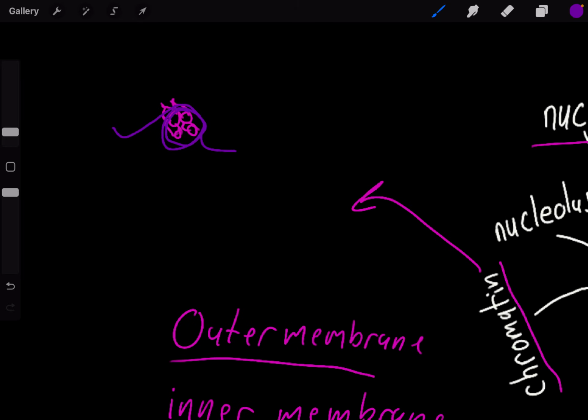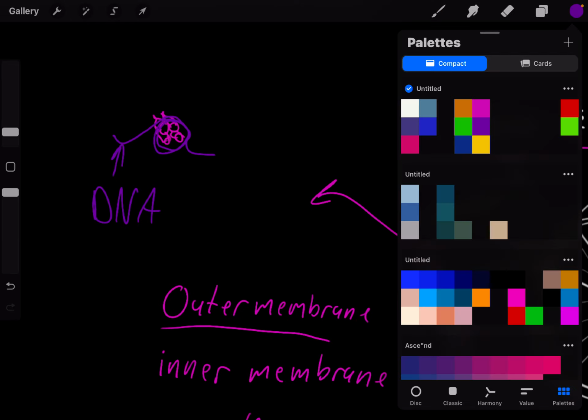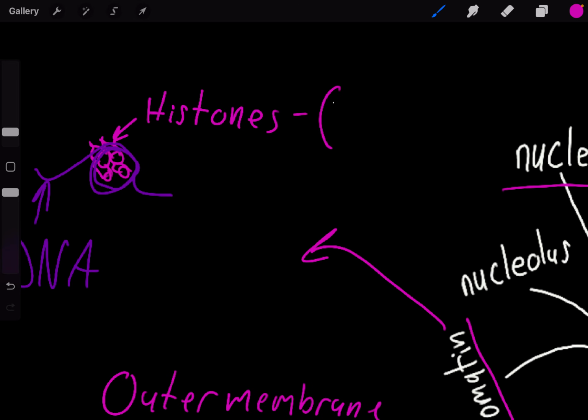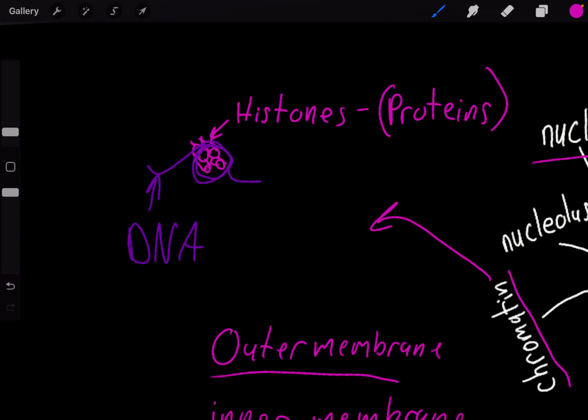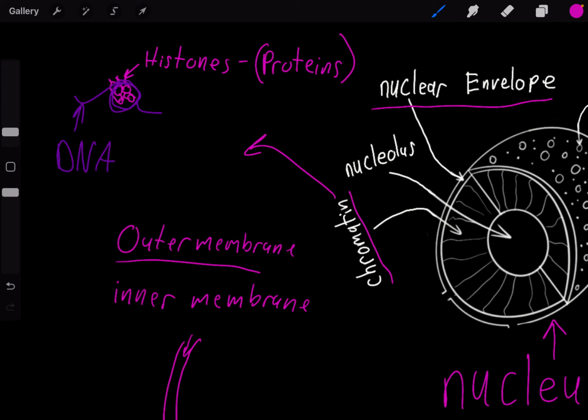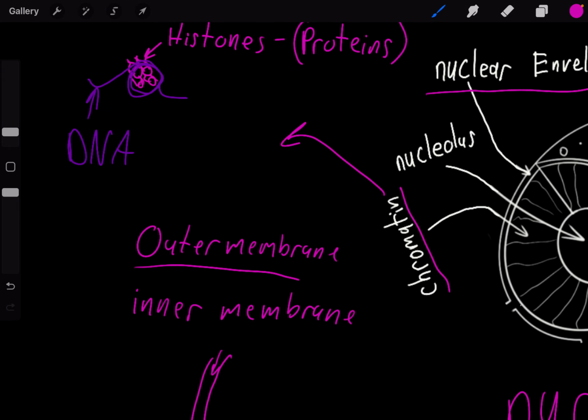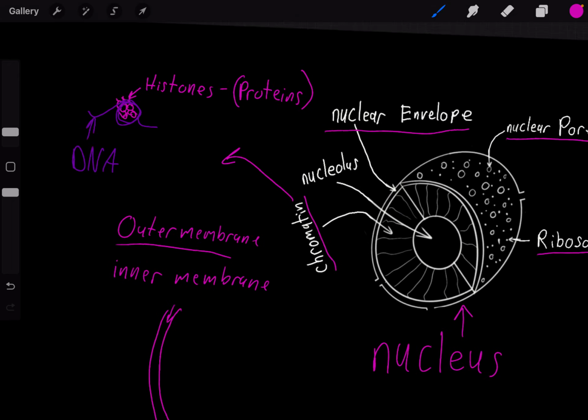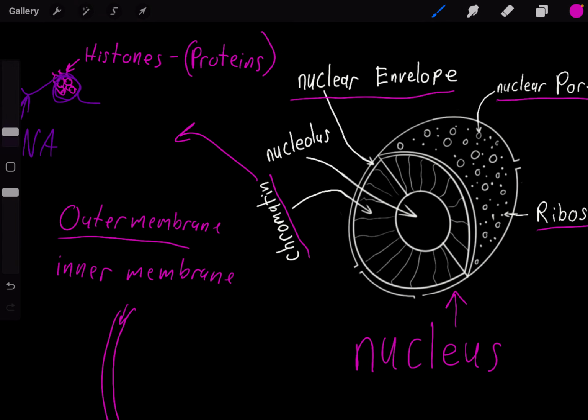So chromatin is basically DNA and proteins called histones, and it's just tightly wrapped. Again, chromosomes are chromatin wrapped around, so a bunch of these chromatin wrapped around each other would make a chromosome. So that's another step that they talked about.